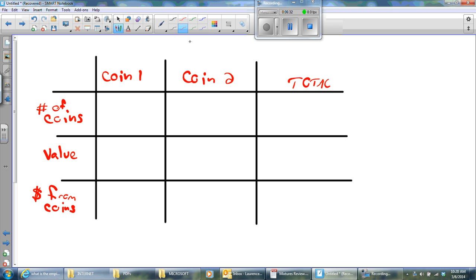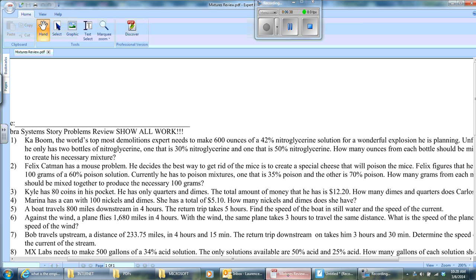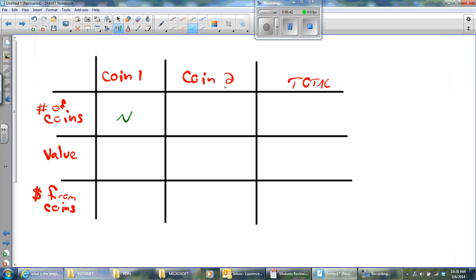Okay, well, how many nickels are there? I don't know. Oh, is it nickels and dimes or what is it? I forgot. Nickels and dimes, good. Okay, how many dimes are there? I don't know. How many coins are there? Well, I think it's 100. I've got my first equation. What's the value of a nickel? It's 0.05. The value of a dime, 0.10.